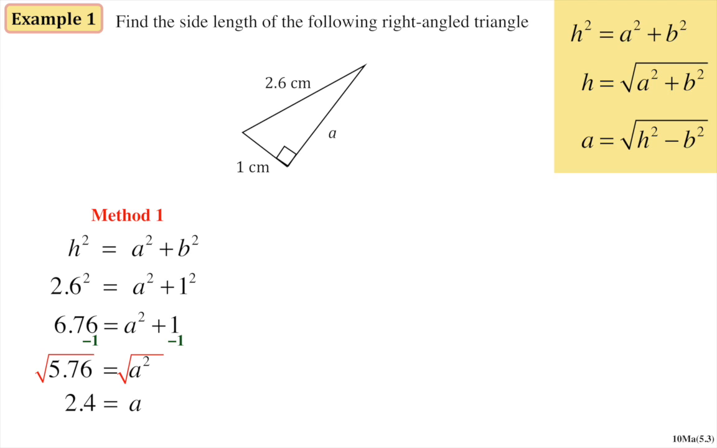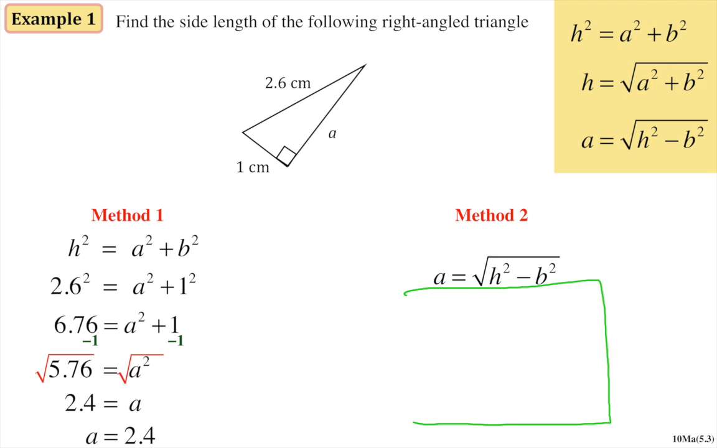In Year 9, I'd like you to set it out a little bit differently. What I'd like you to do is to use this formula here. You don't have to write this formula again. The only bit you have to write is the bit that comes in this green box. So, you'll write a because you're looking for side length a. A equals the square root of 2.6 squared, the hypotenuse squared, minus the shorter side squared. Put that into your calculator and you'll get 2.4, finished.